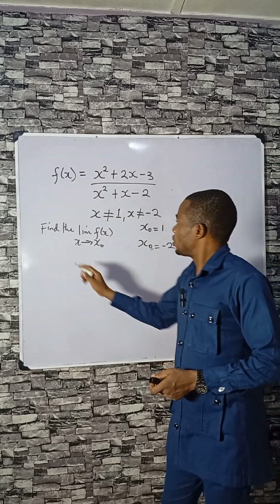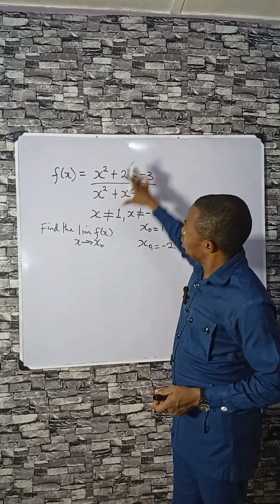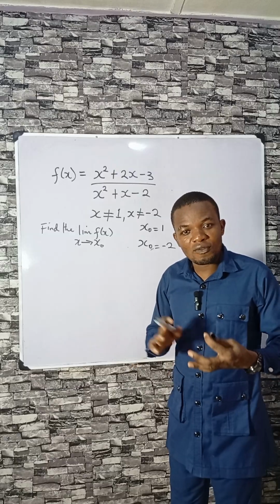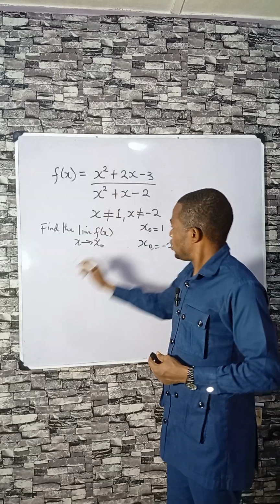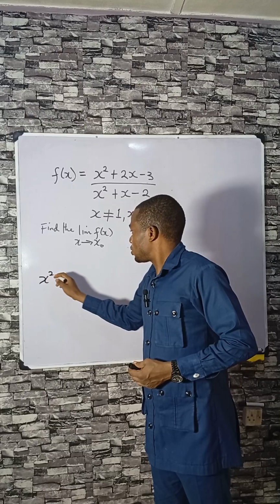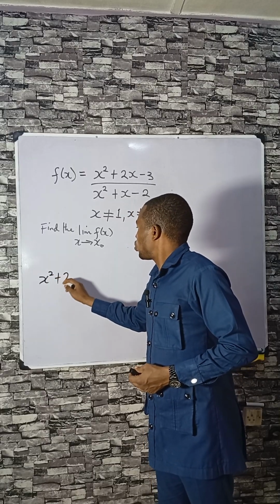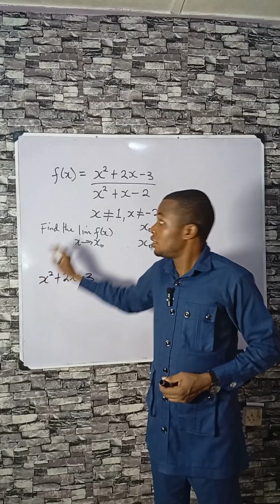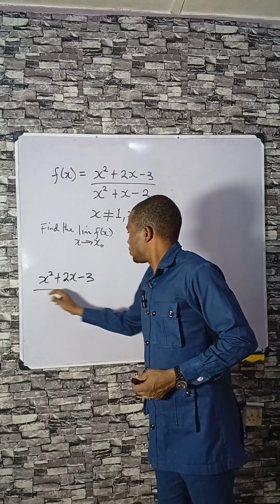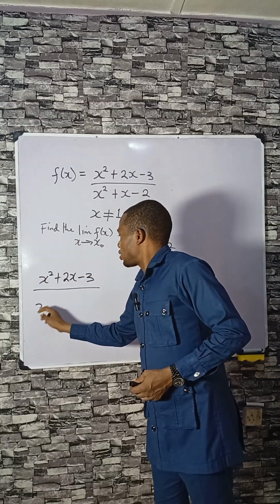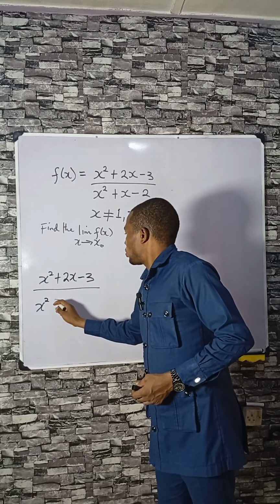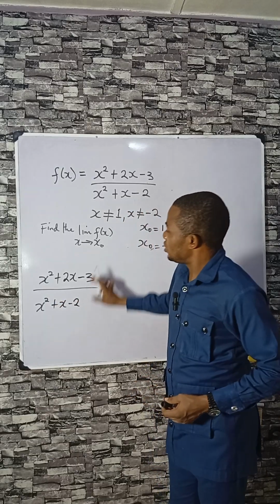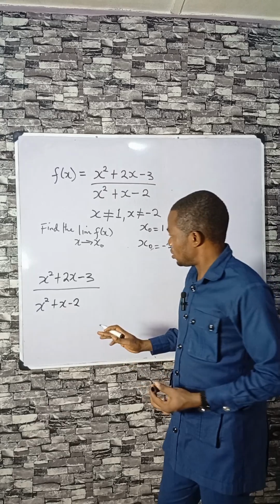Let's see. Now the first thing you need to do here is to factorize. Then let's see the common factors that will cancel out. We have this x squared plus 2x minus 3. This is the numerator. This one we have x squared plus x minus 2. Now let's see how to factorize it.